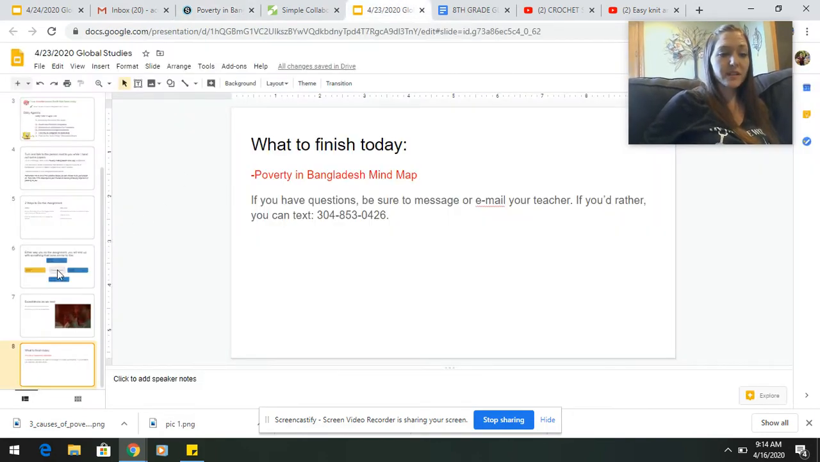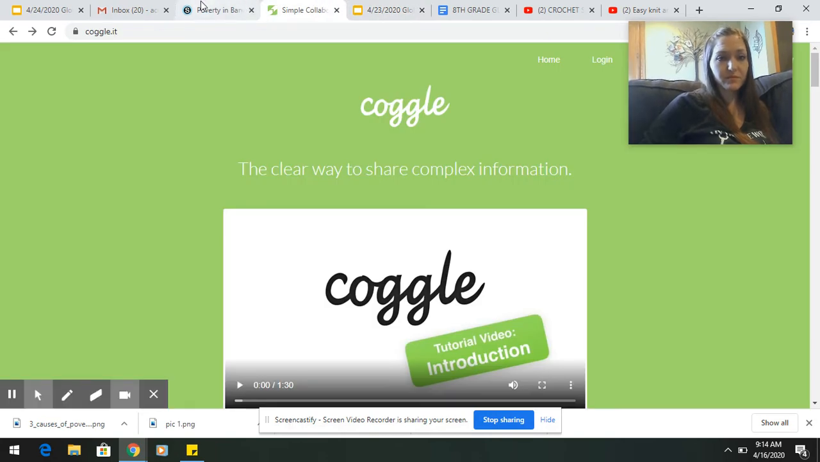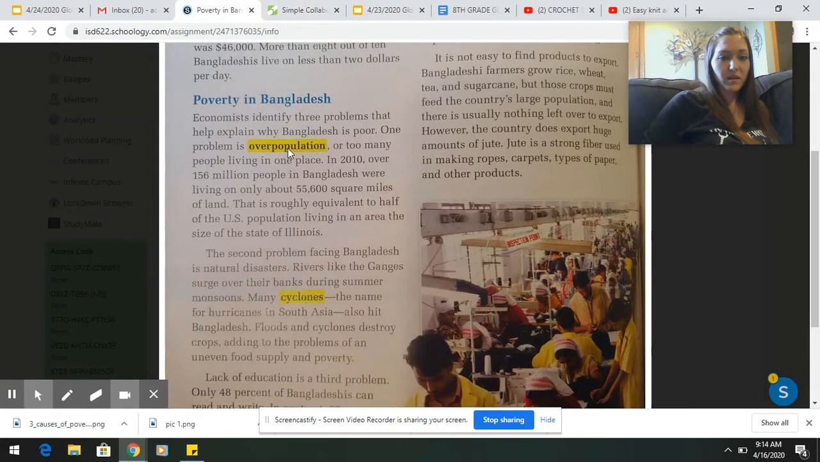If you were doing this on a sheet of paper, you would just write it right here for cause number 1. If you chose to do it digitally on Kaggle, check the tutorial. You're going to type that into your box. All right, so we have one cause.